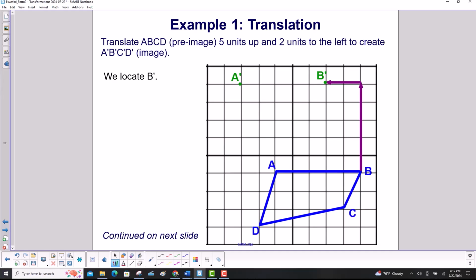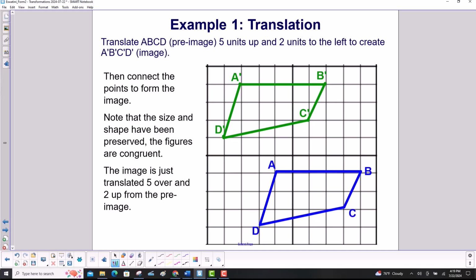Let's locate B prime. Once again, 5 units up, 2, 3, 4, 5, 2 to the left, and there's B prime. And here's A prime from the previous slide. Point C down here. Once again, go up 5, 1, 2, 3, 4, 5, over 2, and there's C prime. Now D to D prime. Here's D. 1, 2, 3, 4, 5, over 2. There's D prime. Finally, connect the points up here to form the image.